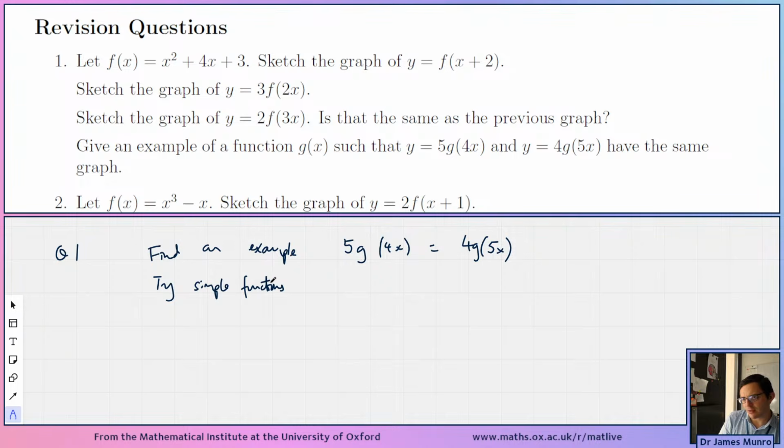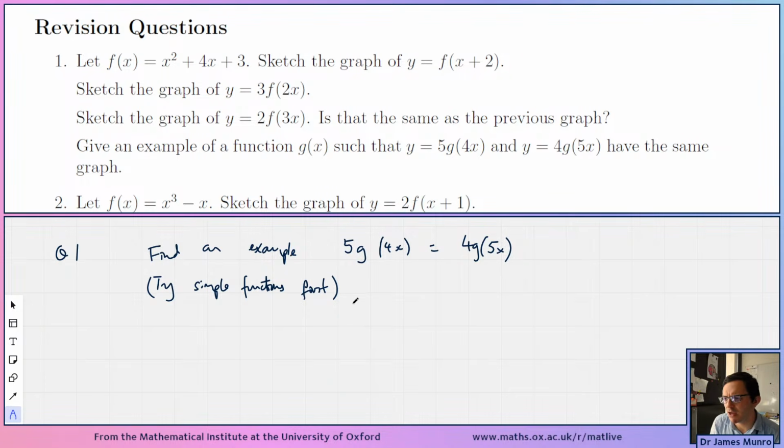A bit like in polynomials, when you're looking for solutions to an equation, you might have a technique like the quadratic equation that helps you find solutions. Or we might just try checking numbers to see if they work or not. So different ideas there for different approaches. Anyway, so I'd try a simple function.